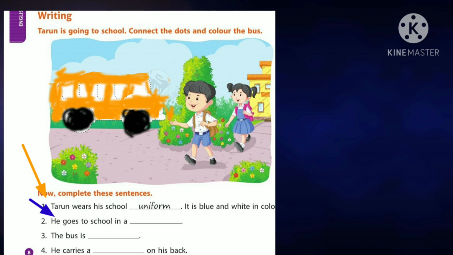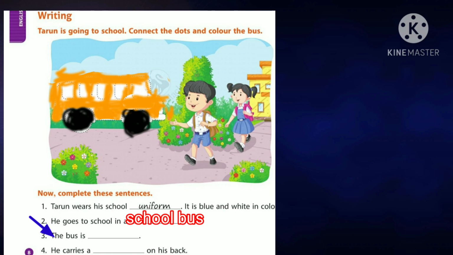Second question. He goes to school in a dash. How does he go to school? Yeah, he goes to school in a bus. School bus. All of you write there. School bus. S-C-H-O-O-L B-U-S. School bus.